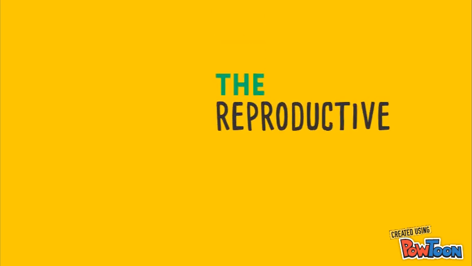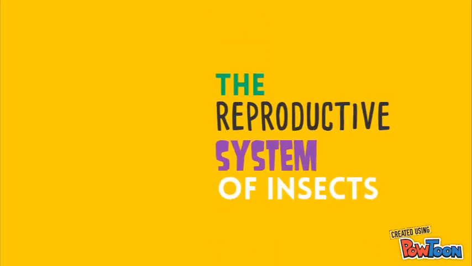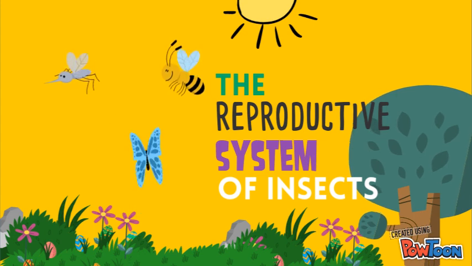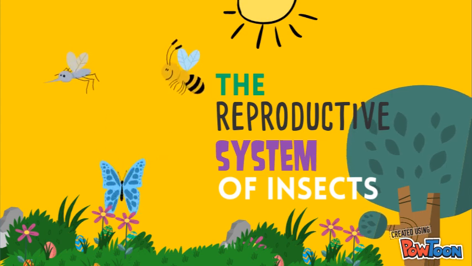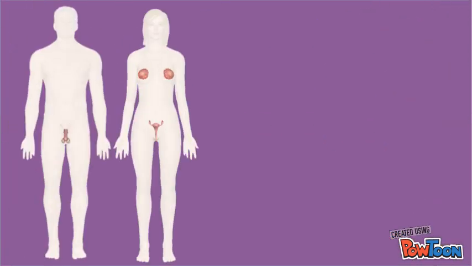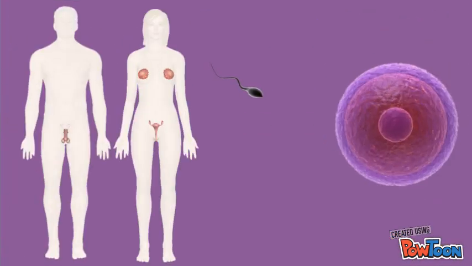Recent figures indicate that there are more than 200 million insects for each human on the planet. How do insects multiply? Let's explore the reproductive system. The reproductive organs of insects are similar in structure and function to those of vertebrates. A male's testes produce sperm and a female's ovaries produce eggs.